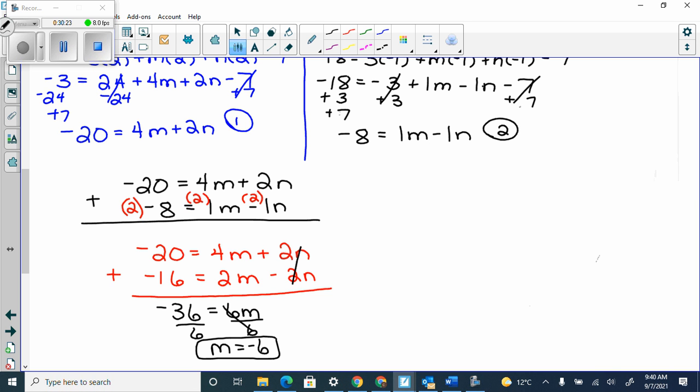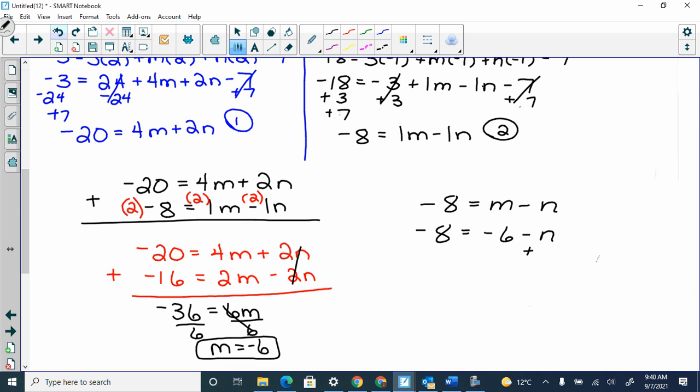Okay? So I'm going to go negative 8 equals m minus n. Negative 8 equals negative 6 minus n. Add n. What am I doing? Help me! Oh goodness, thank you for arrow. No! No thank you for arrow. Add 6. Let's try this again. I really wanted a positive n, it seems. Negative 2 equals negative n, so n equals 2.